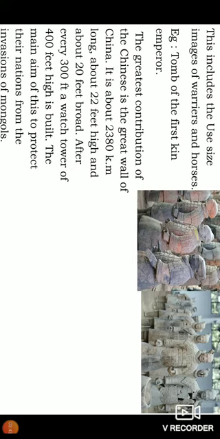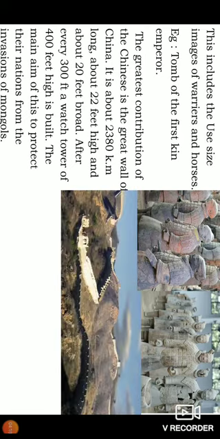Another great contribution is the Chinese wall, the wall of China. The Chinese were massive builders. The Great Wall of China is the most impressive and everlasting architectural accomplishment of the Chinese. So the Chinese are proud of their wall, the Great Wall of China. This wall was built only for a utilitarian purpose, not for personal gain.